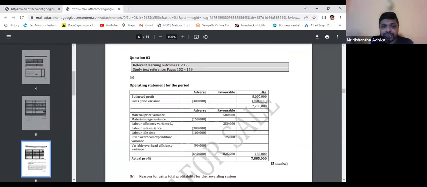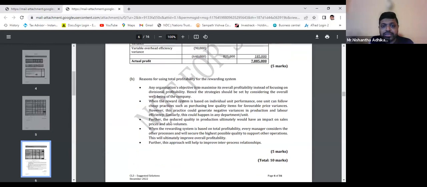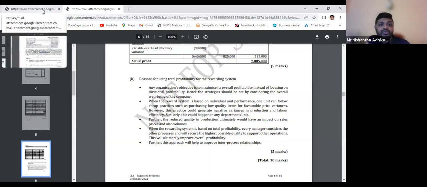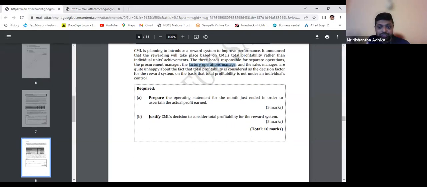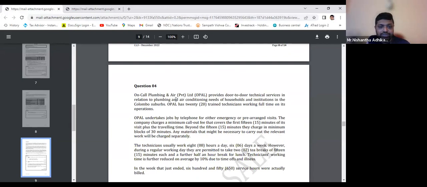You can see the comments. Any organization's objective is to maximize overall profitability, right? When the reward system is based on individual unit performance, one unit can follow cheap practices such as purchasing low quality items for a favorable price variance. That can happen. However, this practice could generate negative variances in production and labor efficiency. Similarly, this could happen in any department or unit. That is the main benefit of an overall rewarding system. It won't individualize, right?